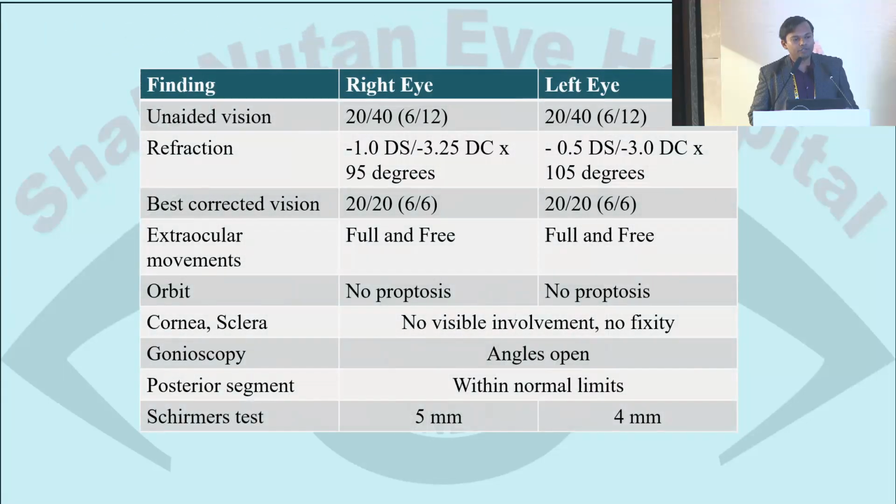Examination of the patient showed good best corrected visual acuity of 6/6 with significant against the rule astigmatism. Movements were full and free. The patient had severe dry eye with 5 and 4 millimeters on Schirmer's test.